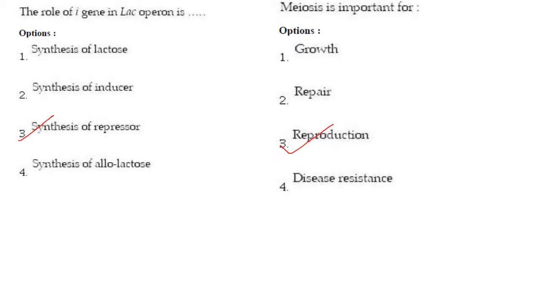RNA primase. Next one. The role of I gene in lac operon is option 1, synthesis of lactose, 2, synthesis of inducer, 3, synthesis of repressor, 4, synthesis of allolactose. Answer is option 3, synthesis of repressor.